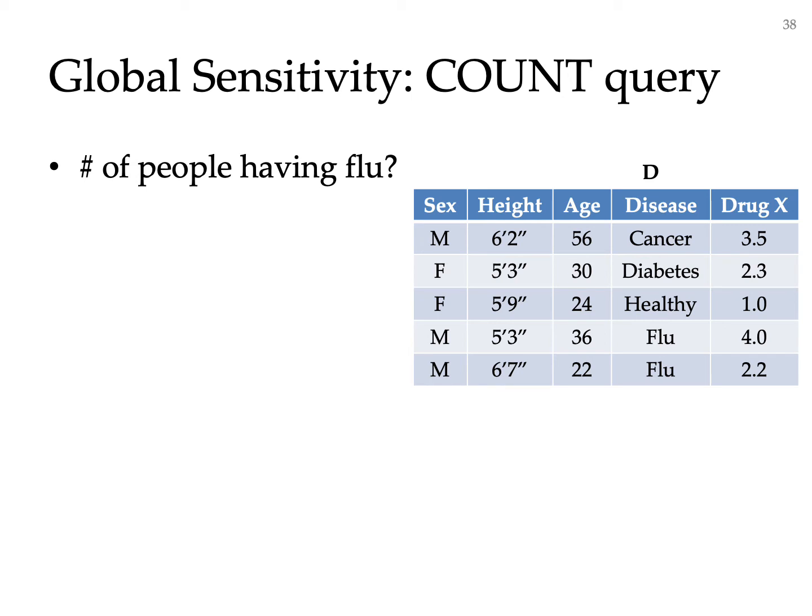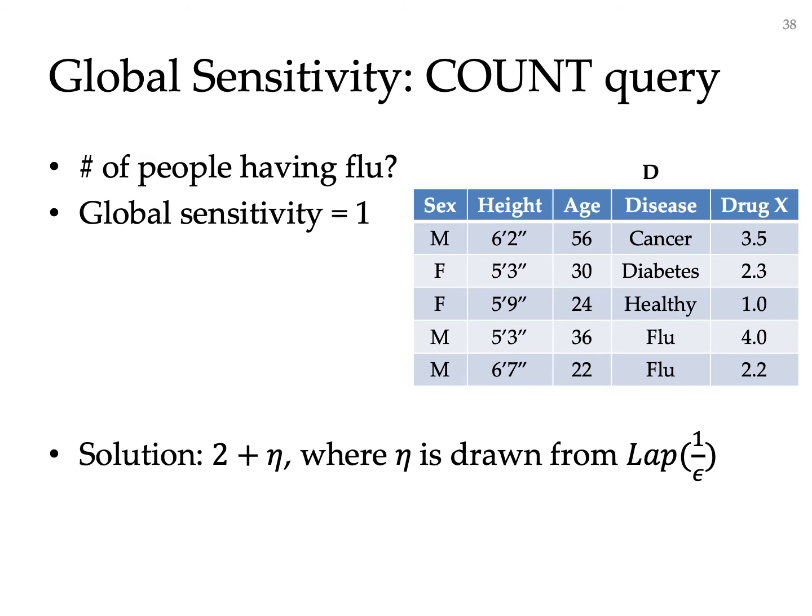And to answer this query, the curator first computes the true count, which is 2, and adds Laplace noise proportional to 1.